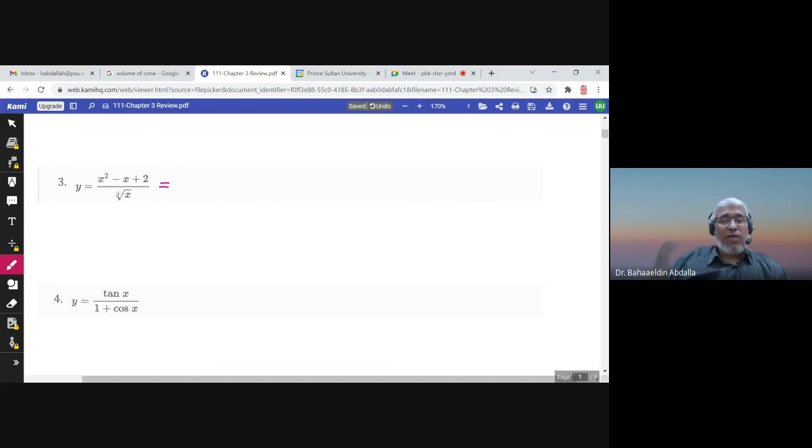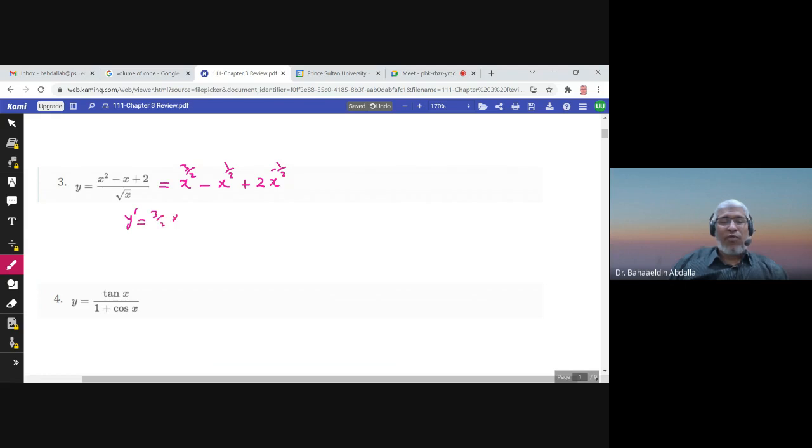So y would be x squared over square root of x, and when I subtract the powers, 2 minus half is 3 over 2. Then minus x over square root of x, 1 minus half is half. And plus 2 over square root of x, which is 2 times x to the power, when I take it up, negative half. And now I can find y prime.